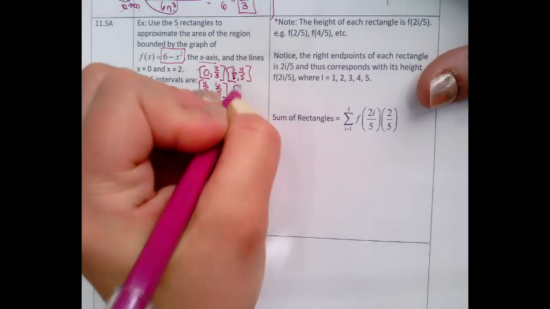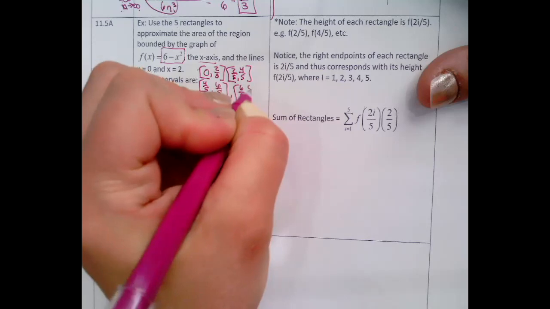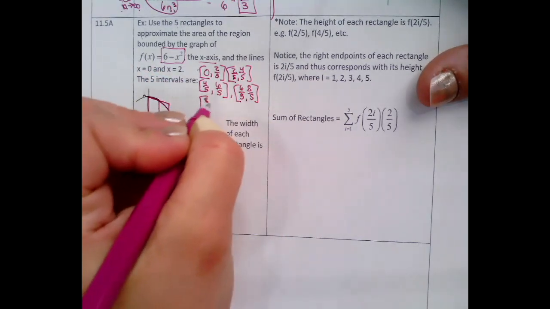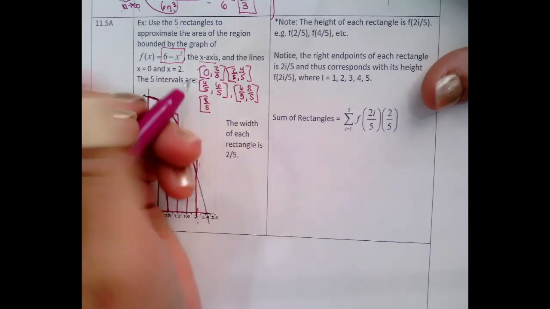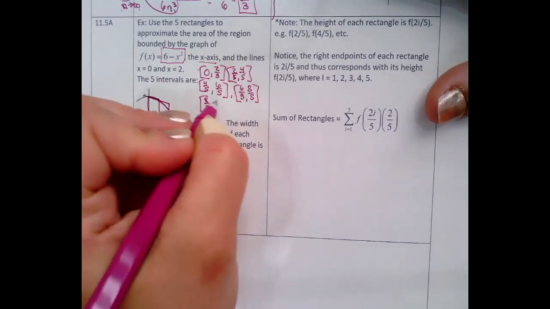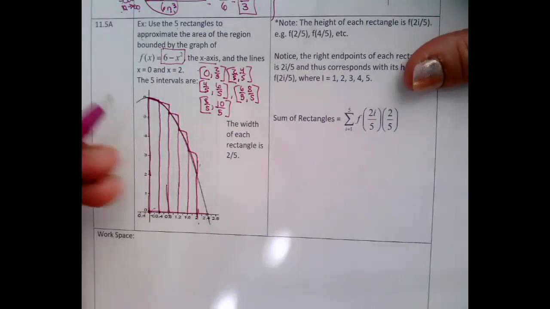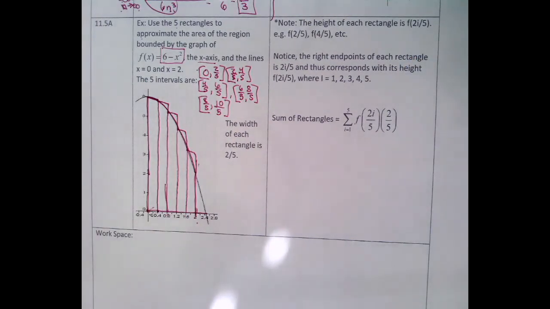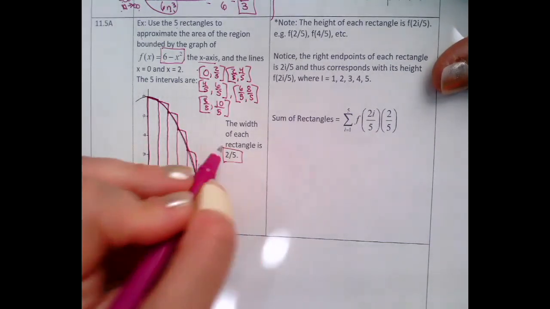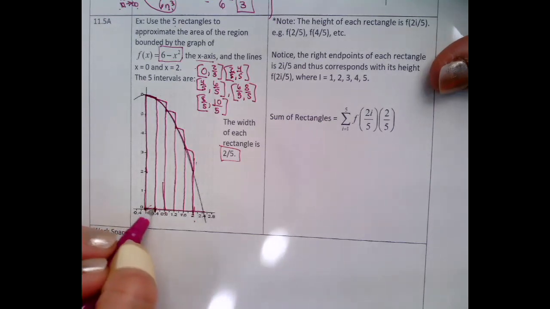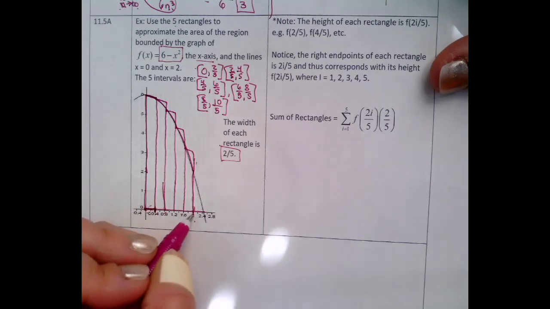Then it's going to be 6/5 to 8/5. Then it's going to be 8/5 to 10/5, which is 2. Okay, so those are our 5 intervals, our 5 rectangles. The width of each rectangle is 2/5. So if we take 0.4, well, 0.4 is 2/5 of 2 as a whole.